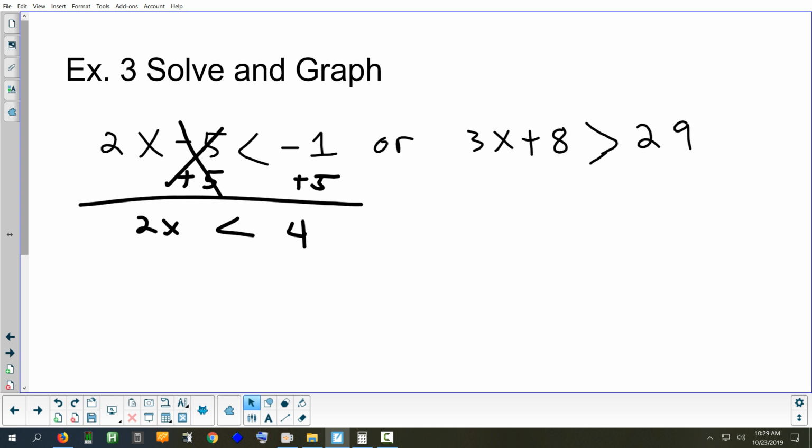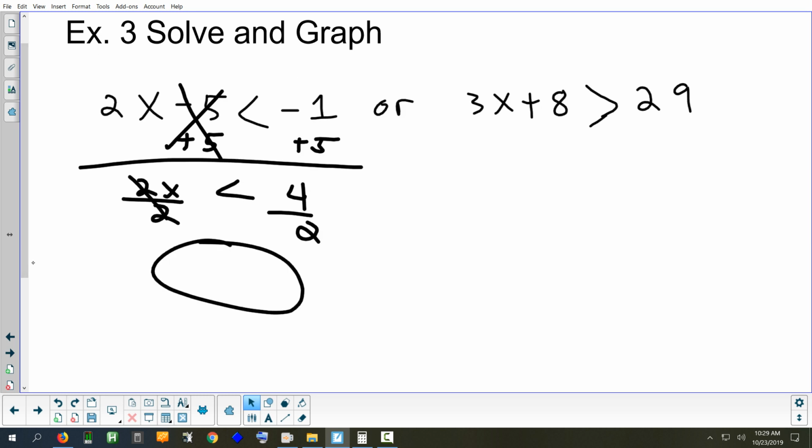Blake, what's my last step? Divide by 2. Yep. And that's going to give me for a final answer what? X is greater than 2. Meant less than. Less than, yep. X is less than 2. Or, don't forget to write the word or. Huge difference between or and and is you've got to put the word or.